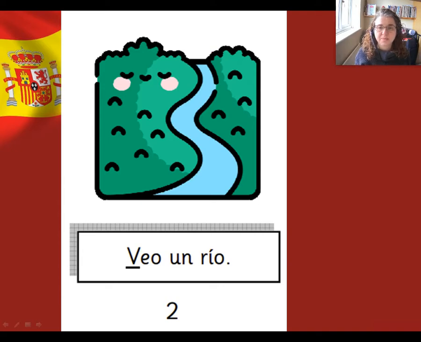Here's the second page. Veo un río. What do you think that one means? I can see a river. So un río is a river. Is that a masculine word or a feminine word? Think about the evidence. How do you know? That's right, this one is masculine because it has un before it and it ends in o.